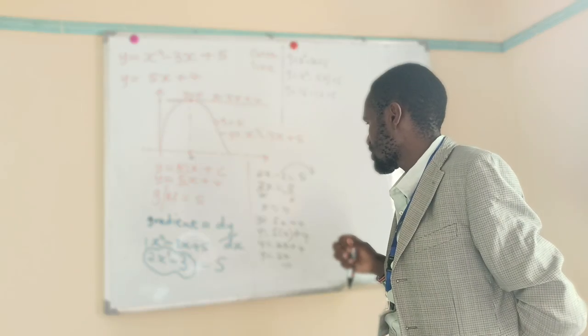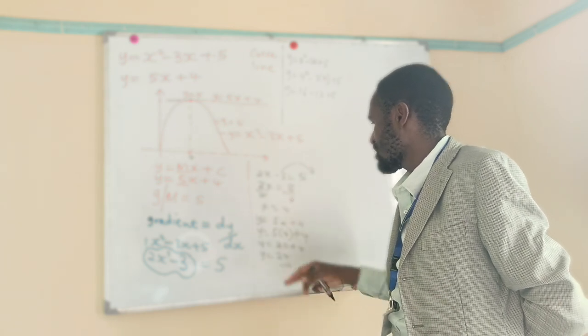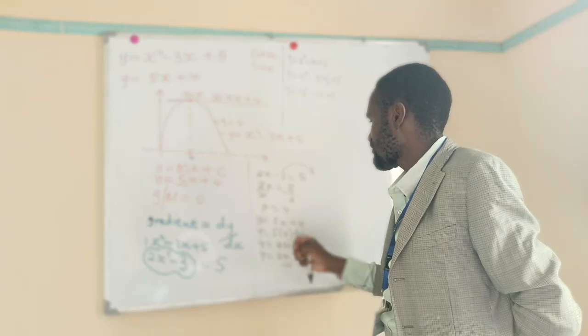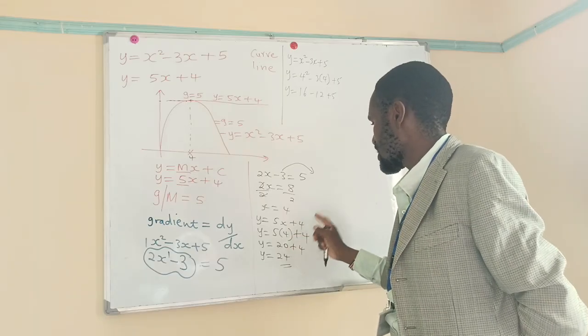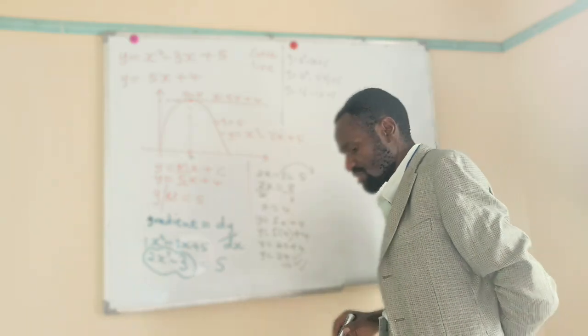So we shall now have x as 4. So when x is 4, what is y? You know very well y equals 5x plus 4. So we shall just come here and say y equals 5 into 4 plus 4. So that means y should be 24. y equals 24.